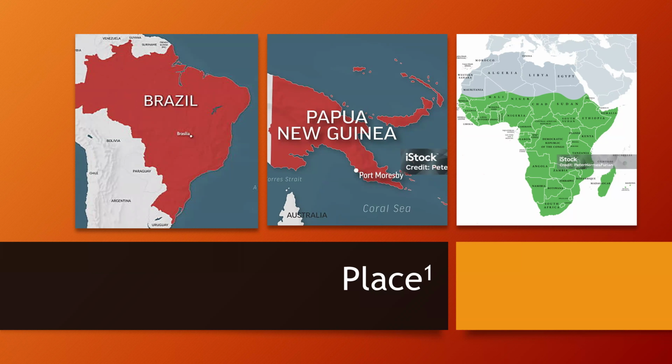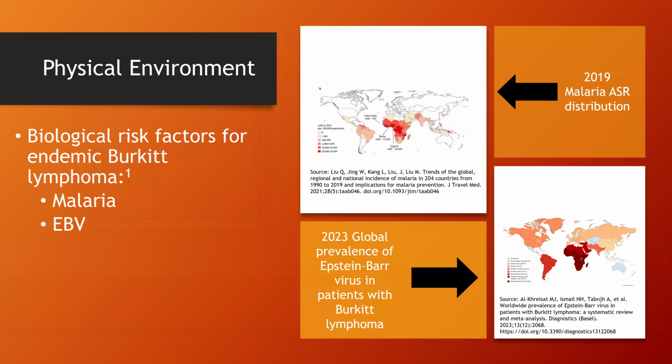This begs the question, why? Why in these areas do we see Burkitt lymphoma? And I'll discuss that in this slide deck. There are certain biological risk factors that are specific to place, to physical environment, for Burkitt lymphoma to occur. So the largest risk factors are infection with malaria and infection with Epstein-Barr virus.